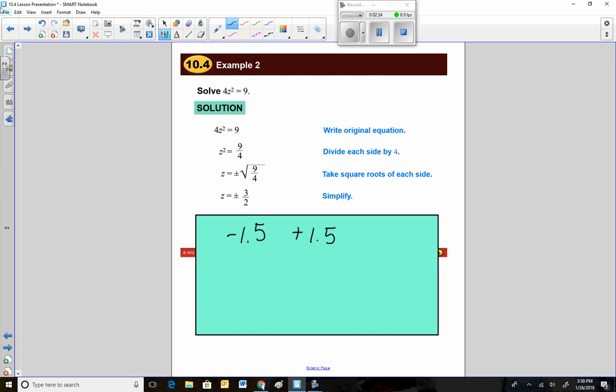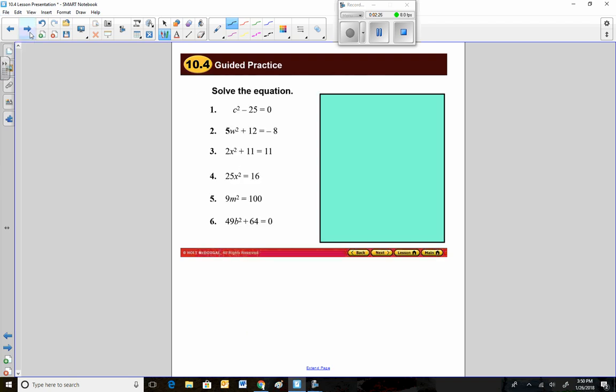All right. We're going to continue working on finding our answers. Here we go. I would like you guys to pause your video and solve these equations. Remember, the goal for every one of these is to simply get the variable squared all by itself, and then square root both sides. Pause your video. Give it a try.